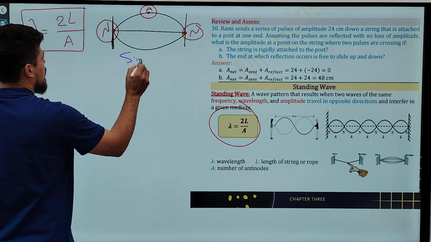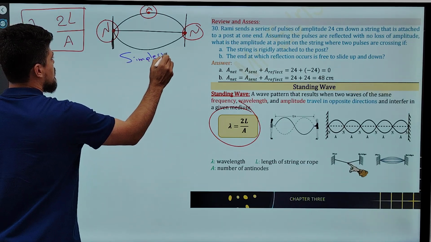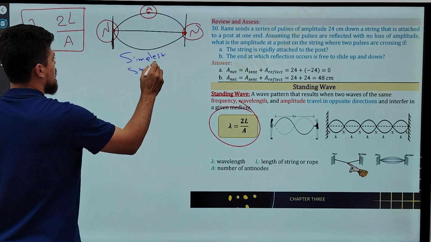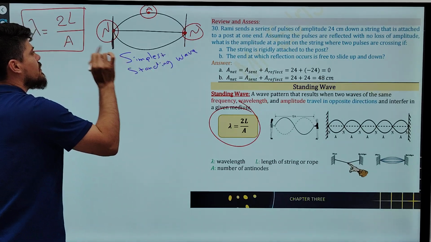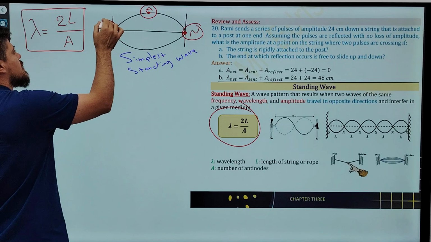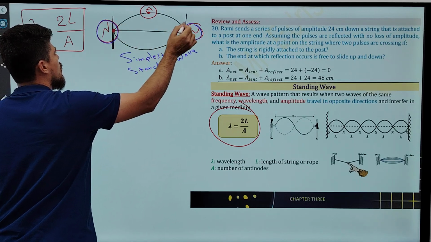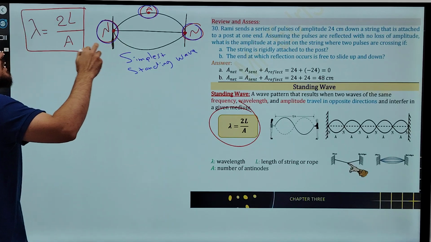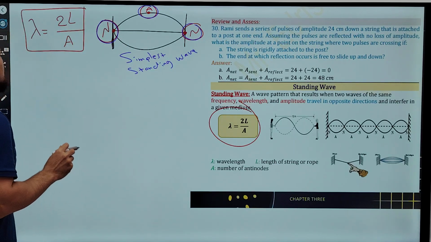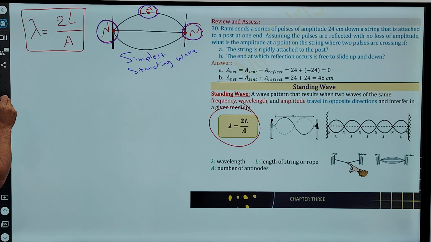The simplest standing wave consists of how many nodes? Two nodes. How many antinodes? One antinode. Okay? So, for the simplest standing wave, how can you determine the wavelength?